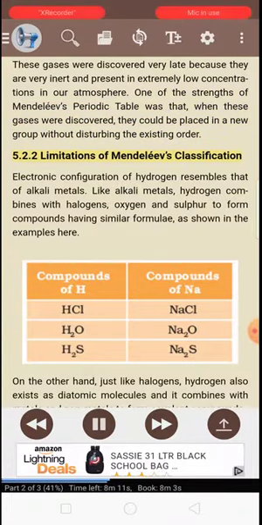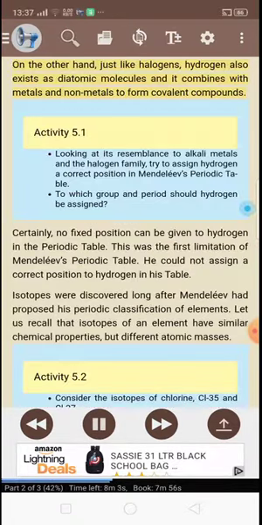5.2.2 Limitations of Mendeleev's classification. Electronic configuration of hydrogen resembles that of alkali metals. Like alkali metals, hydrogen combines with halogens, oxygen, and sulfur to form compounds having similar formulae, as shown in the examples here. On the other hand, just like halogens, hydrogen also exists as diatomic molecules and it combines with metals and non-metals to form covalent compounds.